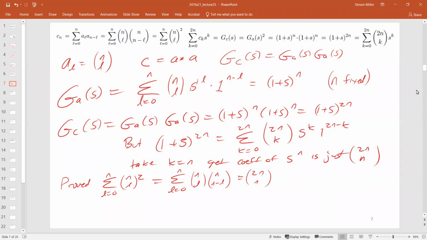We can use these to prove identities. We could have proven this by story. And the proof by story is the following.